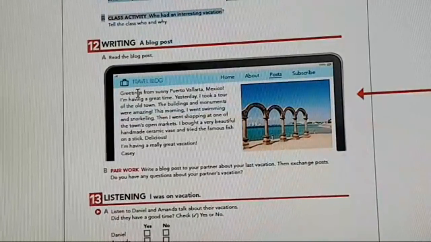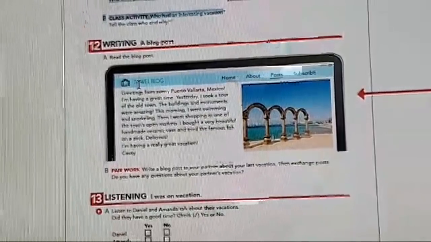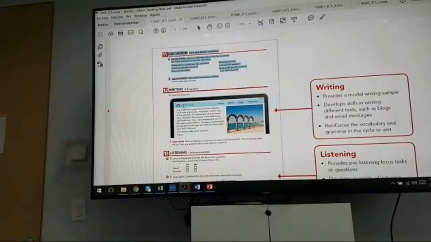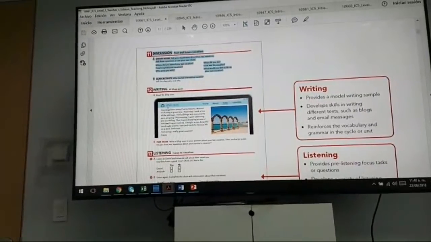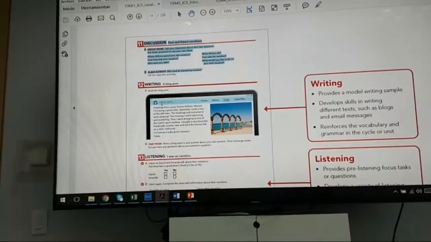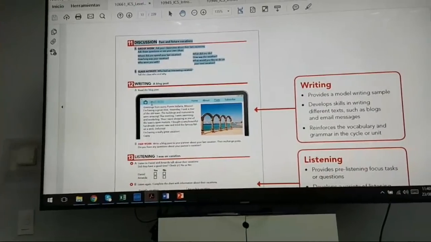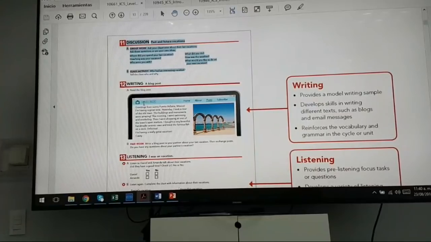Then there's also the writing and reading skill development. There are sections in the course book that will help students develop their reading skills, their writing skills, and those skills, I would say, that are usually the most underestimated, underrated skills.